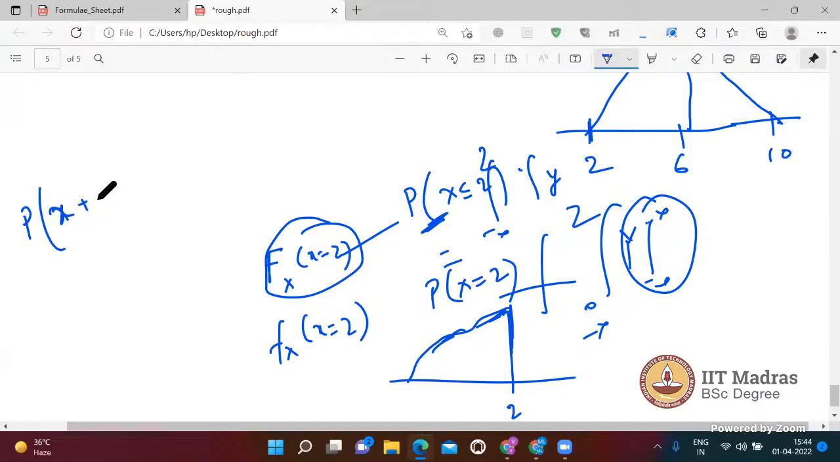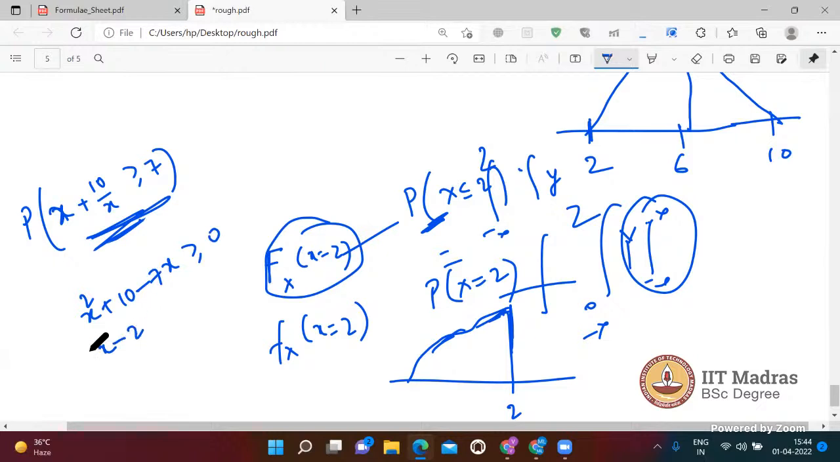x plus 10 upon x is greater than or equal to 7, right? So you can solve this: x plus 10 minus 7x greater than or equal to 0, and then you will have the roots x minus 2 and x minus 5, right?